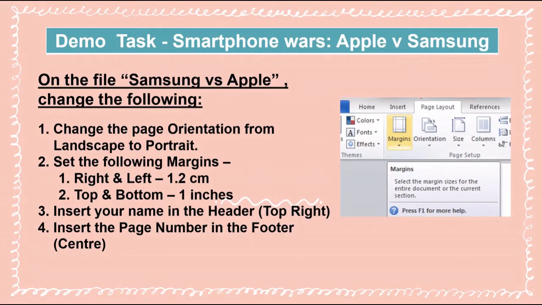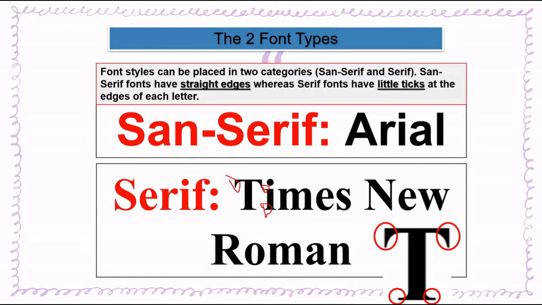Let's move on now that we are done with the demo task. The next thing we are studying is the 2 font types in Word or any Word application. The 2 font types we have available are called serif and sans serif. Serif are those fonts which have little ticks at the end of each letter. So for example, you can see these little tick marks. This means it's a serif font. And what are sans serif fonts? Sans serif fonts are those which don't have that. They just have straight edges. They don't have tick marks, right? So remember this, serif fonts have tick marks and sans serif fonts have straight edges.